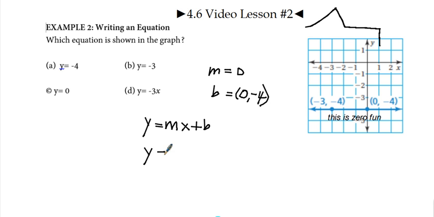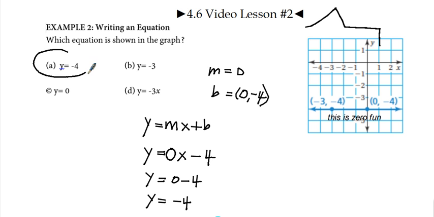Y equals, our slope is 0, so 0x. And then our y-intercept will be -4, so -4. But hold on, 0 times x is just 0. So y equals 0 - 4, and 0 - 4 is -4. So our equation should be y equals -4. And where can we see the answer? Answer choice A will be our answer. The equation of this horizontal line is y equals -4.